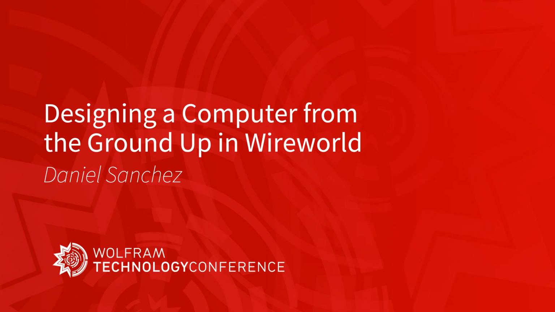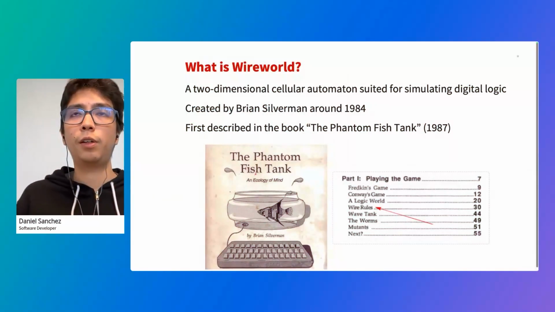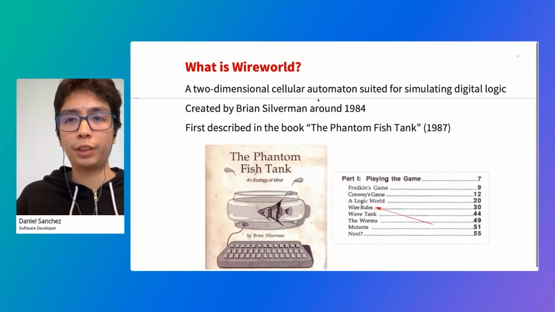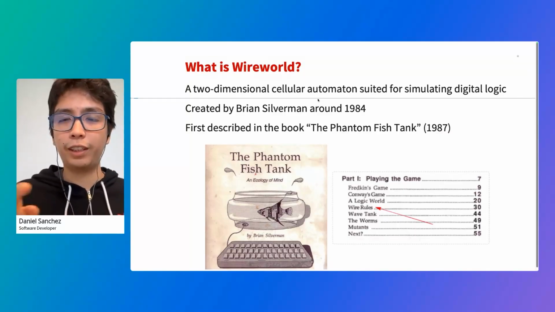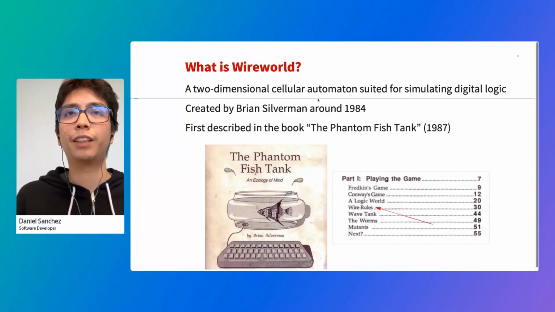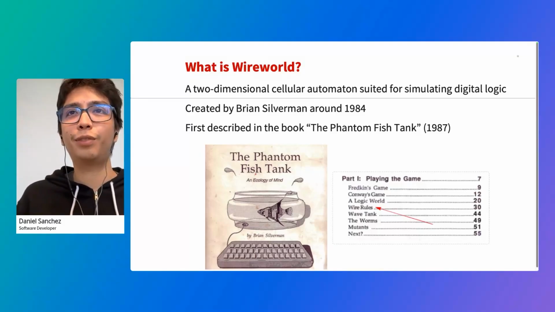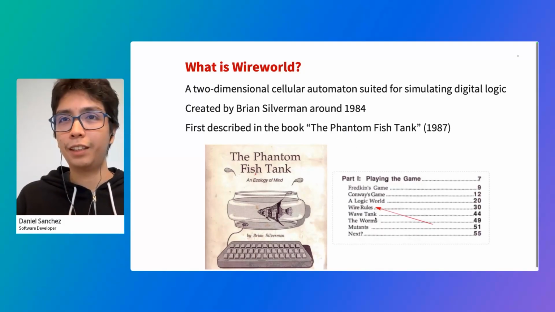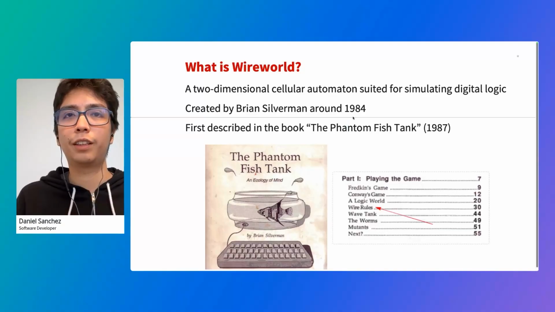So what is it? It's a 2D cellular automaton suited for simulating digital logic. It was created by Brian Silverman, who should be around lurking here, watching this talk. It was invented around 1984, and it first appeared in the book The Phantom Fish Tank. You see here, this is the chapter in which it was introduced, alongside other things he did.